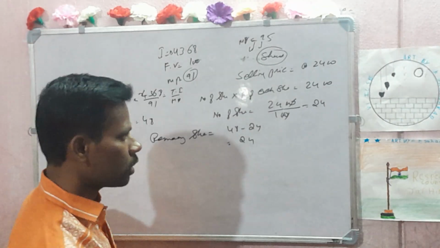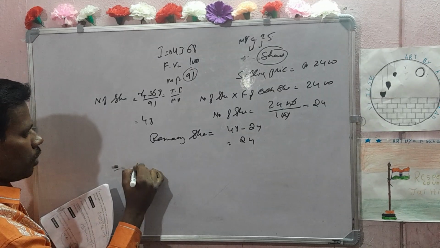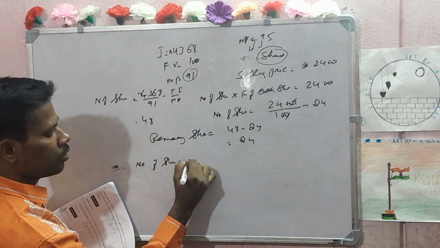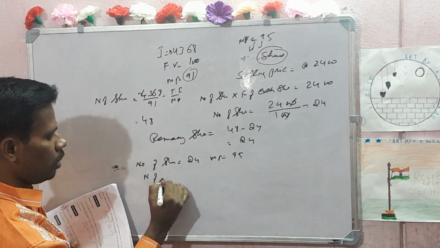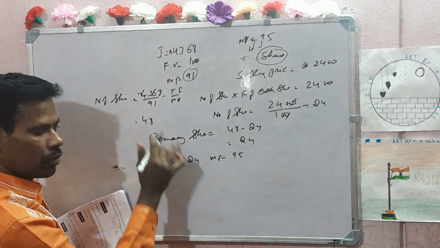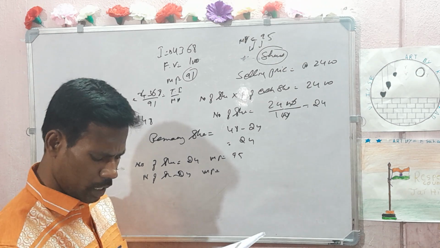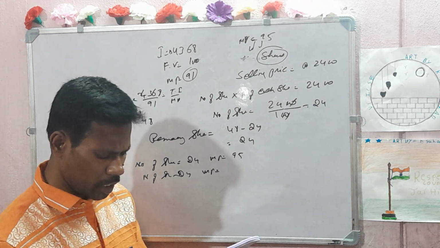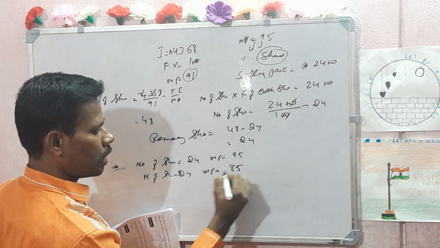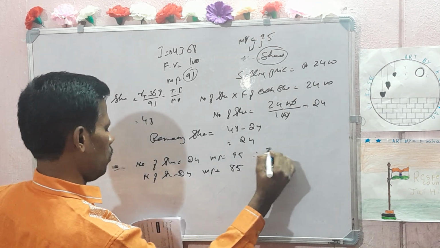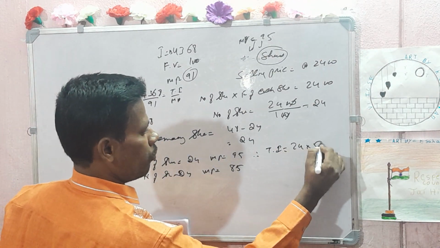Now, what is it asking? Find the gain or loss. So again write down number of shares, 24. Market price is 95. Number of shares here also 24 because total shares are 48. Remaining means 24 shares when they have fallen to market price 85. So therefore total investment is number of shares into market price, 24 into 95 and 24 into 85.